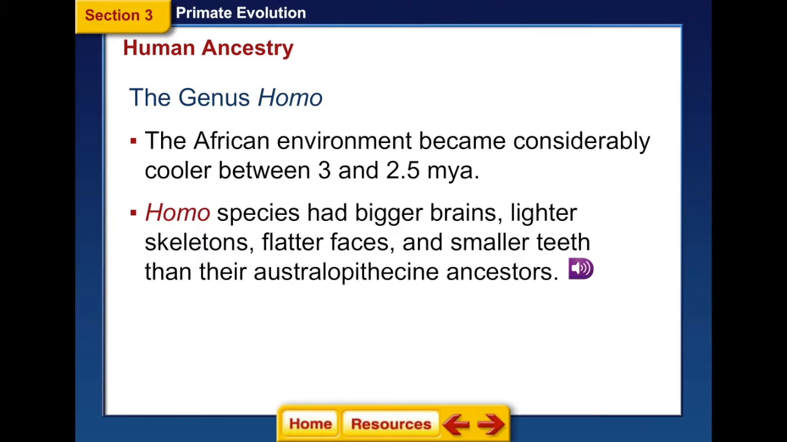In our case, we are Homo sapiens. And then we say that the African environment became considerably cooler between 3 and 2.5 million years ago. And as a result of that cooling, some changes had to occur. We need to remember from our previous chapter on natural selection that as environments change, species are bound to also experience some changes over time. Now, Homo species, again, we fall under this category as Homo sapiens. They had bigger brains, lighter skeletons, flatter faces, and smaller teeth than their Australopithecine ancestors.